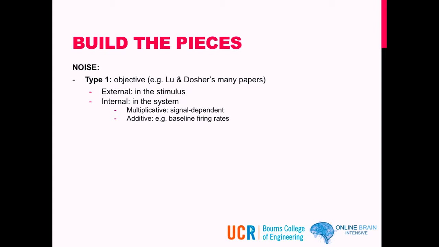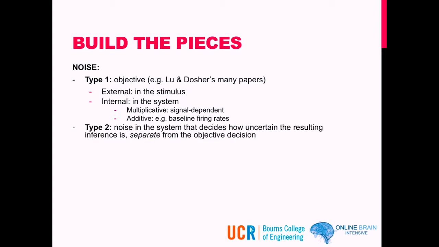There are other types of noise that you can also specify if they were important to the process that you are trying to model. Another type of noise is what we'll call type 2 noise, which is noise at a later processing stage, after that objective decision about left versus right tilt has been made, but before the observer needs to judge uncertainty or confidence. I'm introducing this now because we're going to use it in the first simulation that we'll run.